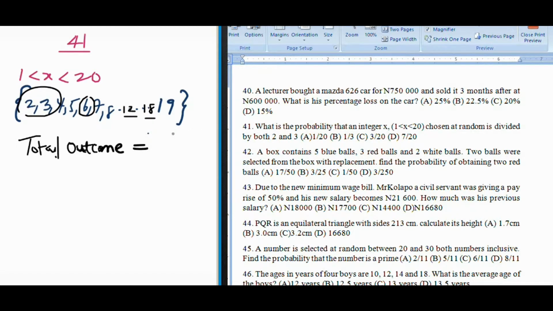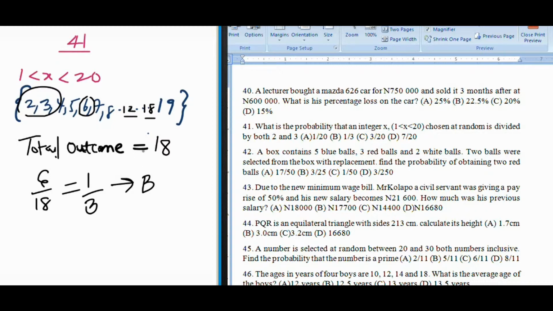Now the possible outcomes are 3, which are 6, 12, and 18. So the probability will now be what? 6 over 18. And that is 1 over what? 1 over 3. The correct option there is option B.